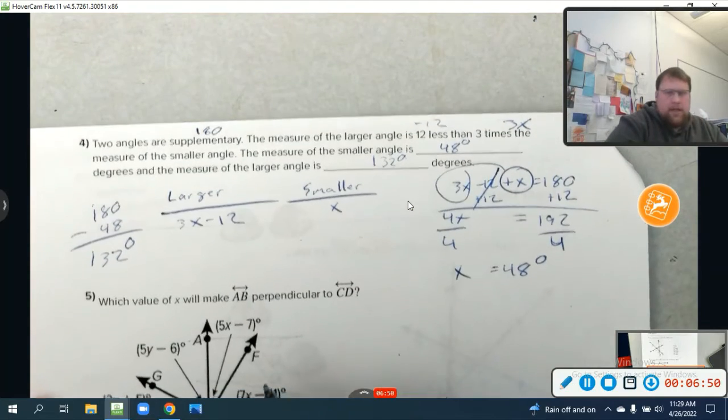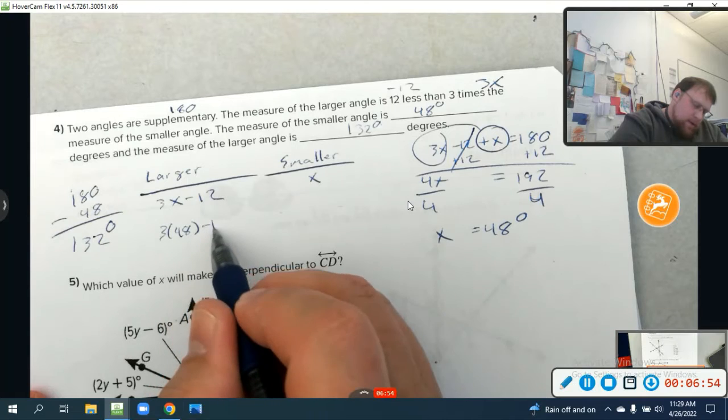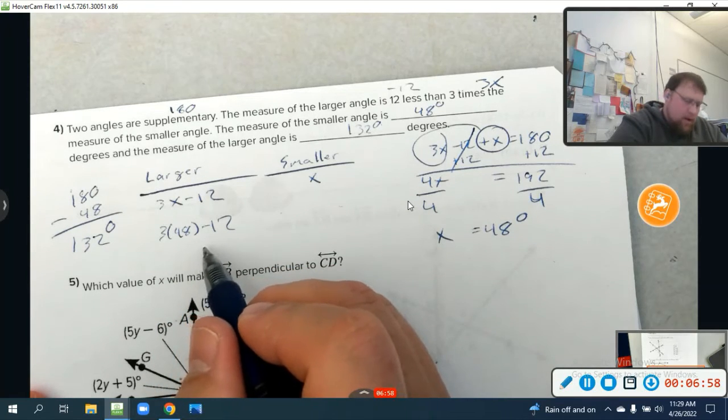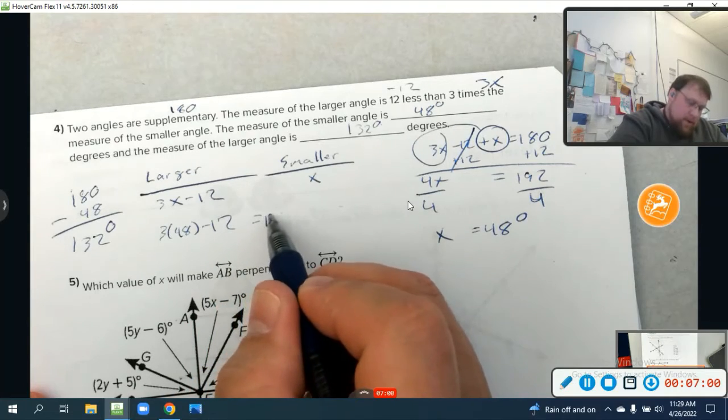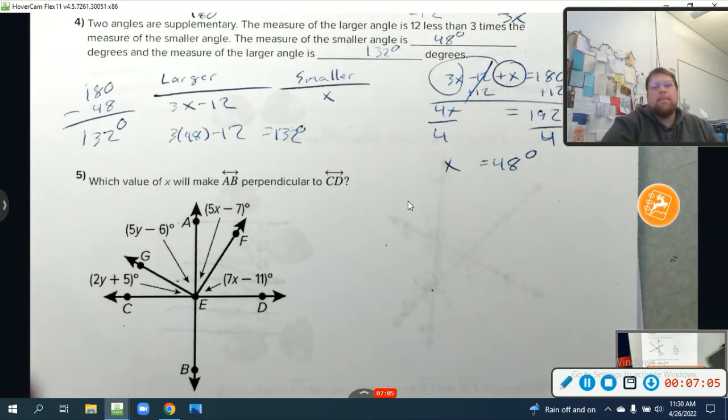And if you want to check that answer, then go ahead and plug it into here. So 3 times 48 minus 12. 3 times 40 is 120. 3 times 8 is 24. So that'd be 144 minus 12 equals 132. Look at that. It's the same. They come out the same.